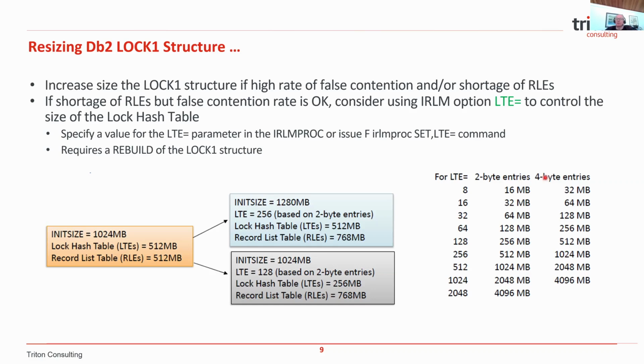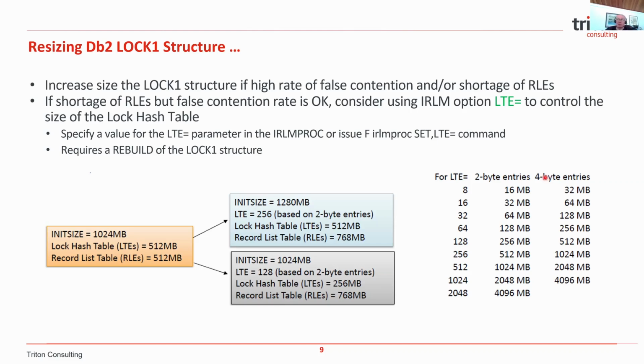So if we assume that the hashing algorithm used by Db2 is a balanced algorithm and gives you a really good spread of the resources over the lock table entries, then by doubling the size of the lock table, and thereby the lock table entries, you should be able to halve the false contention.